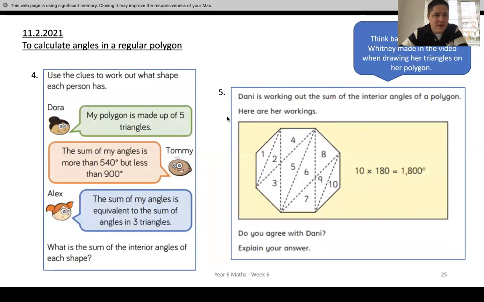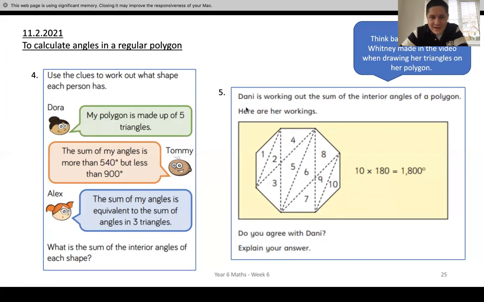Now, moving on, we've got Dora, Tommy, and Alex, and they're giving you clues, okay? And you need to read those, and then it says, what is the sum of the interior angles of each shape, okay? So for example, my polygon is made up of 5 triangles. Now I know that one triangle is 180 degrees inside. So 5 triangles, well, that's going to be 5 times 180, which equals, I'm sure you got it right.